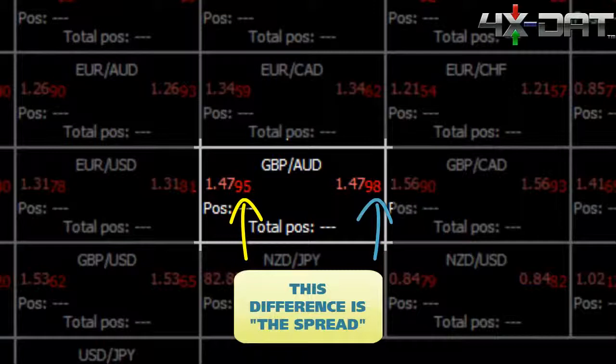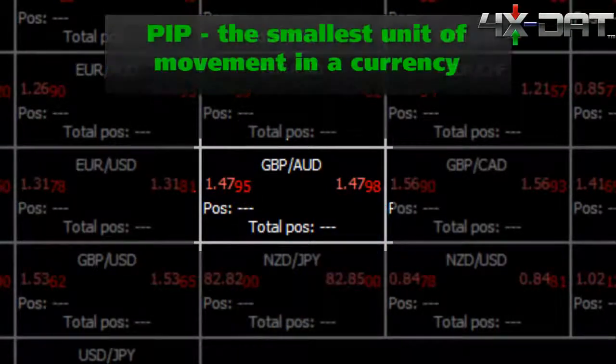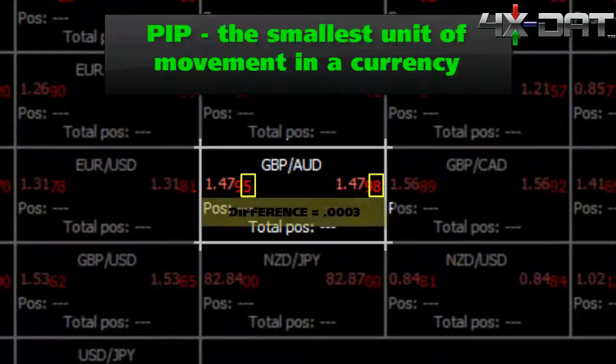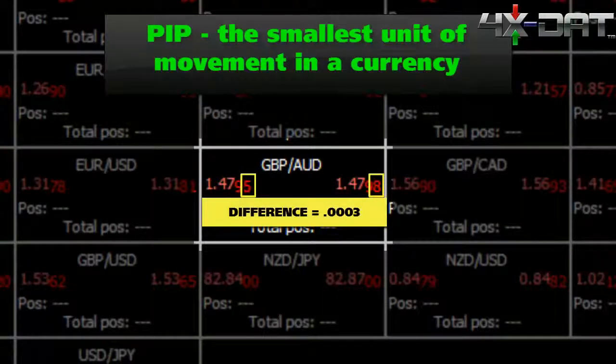Simply put, the spread is the fee that Forex brokers charge in return for facilitating the trade through their network. This brings us to our next and most crucial term, the pip. In its most basic sense, the pip may be described as the smallest unit of movement in a currency. You'll note that the spread we were just looking at is equivalent to 0.0003 of the currency. This difference would be called a spread of 3 pips by currency traders.